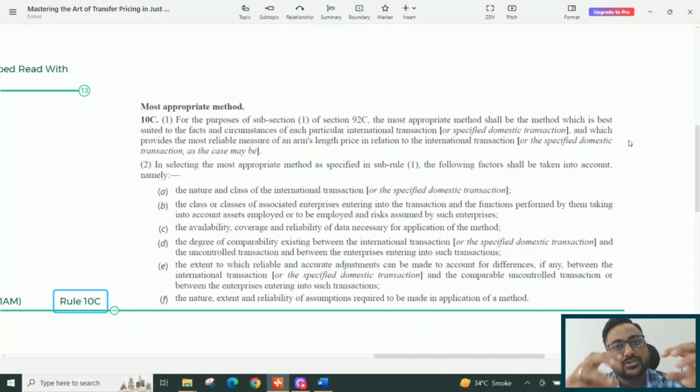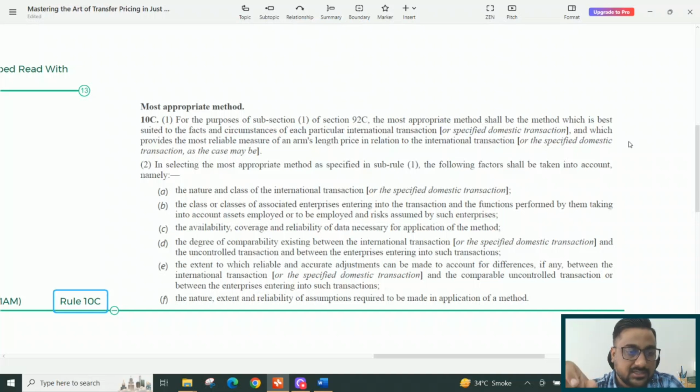So in selecting the method to be applied, you need to take into account the following factors. What are those? First is the nature and class of international transaction, right? The nature of international transaction. That's the first fundamental. Second, the class or classes of associated enterprises entering into the international transaction, functions performed by them, taking into account assets employed or to be employed and the risk assumed by such enterprises, right? The class of person, the characterization part, what we saw. That is where it is important to characterize the entities basis their functional profile, right?